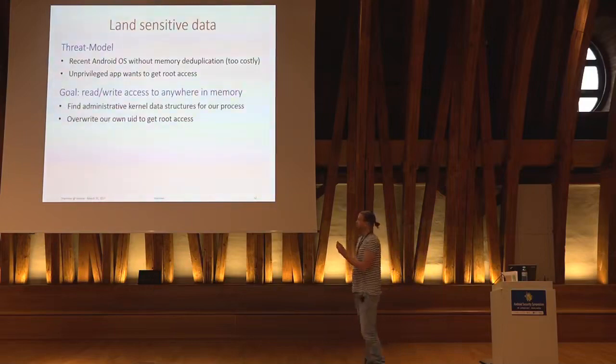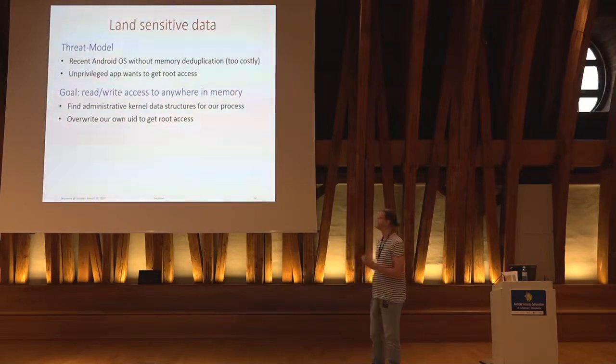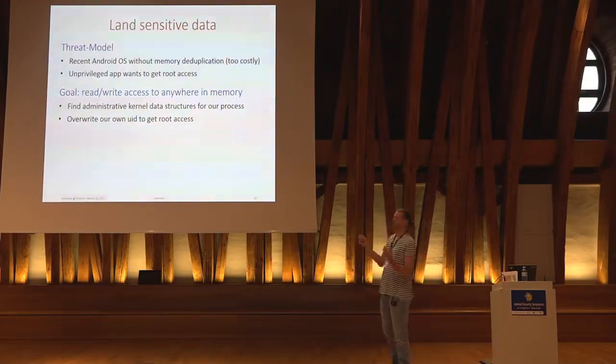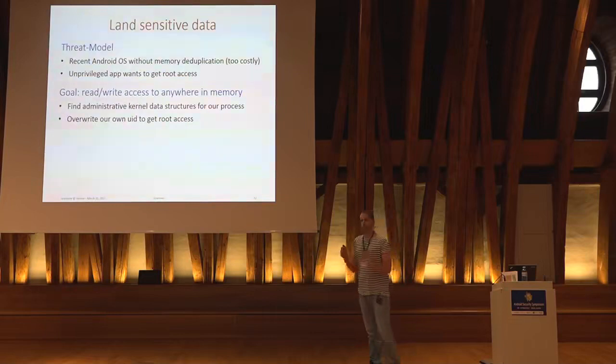To get root access, ultimately your goal is to get read-write access to anywhere in memory. Because if you have that as an unprivileged application, then you can search kernel memory for important data structures, and one of them being your own credential structure, and then you can override your UID with 0 to get root access.